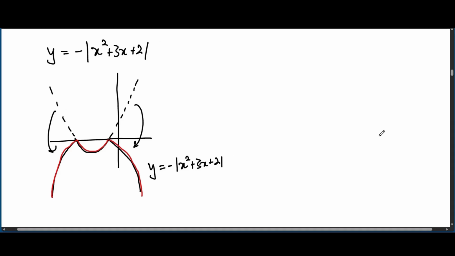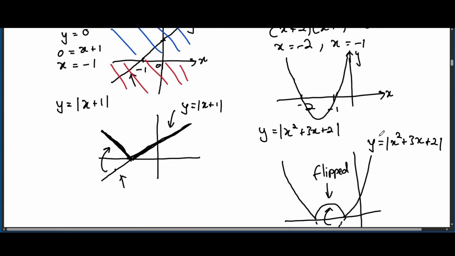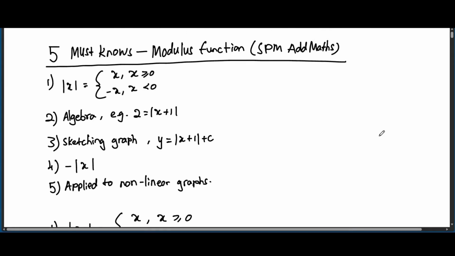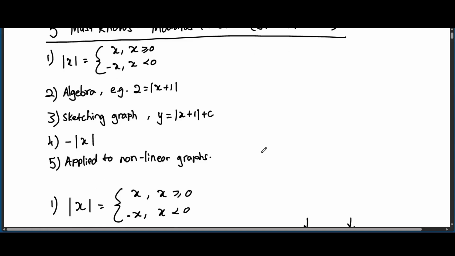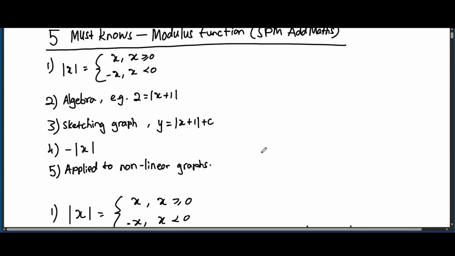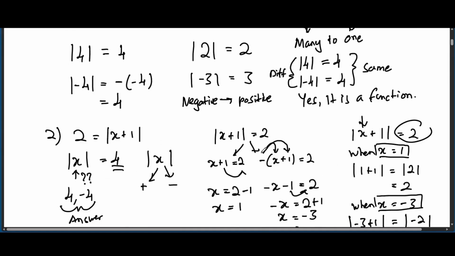Right? So that concludes the 5 points that you should know for absolute value. Whenever you are dealing with absolute value, remember these 5 points. First point, what is the definition? The main definition is that it changes negative into positive, and this is how you write it. Second one, how do you solve algebraically for x using absolute value? Third, how do you sketch the graph?